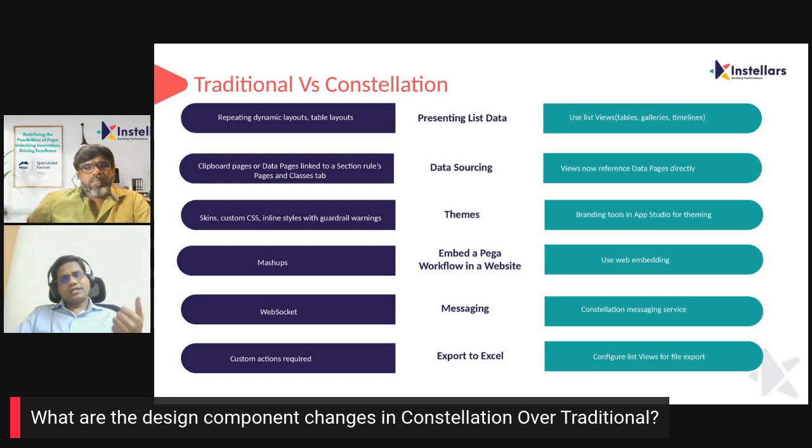And export to Excel: we used custom actions for exporting to Excel and all. In Constellation, we need to enable the file export in the list views. Mainly, this is to simplify the export functionality and reduce the need for custom coding. So these are a few of the design component changes compared to the traditional one.